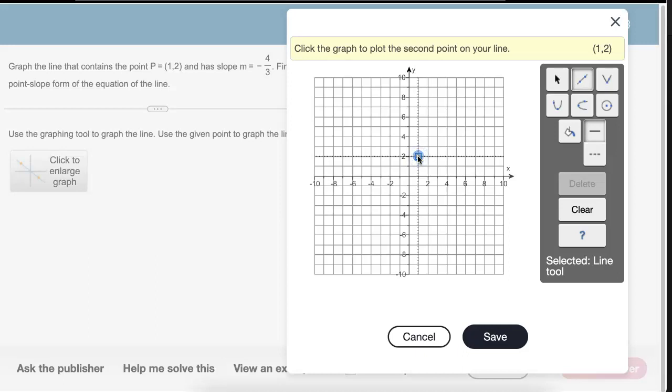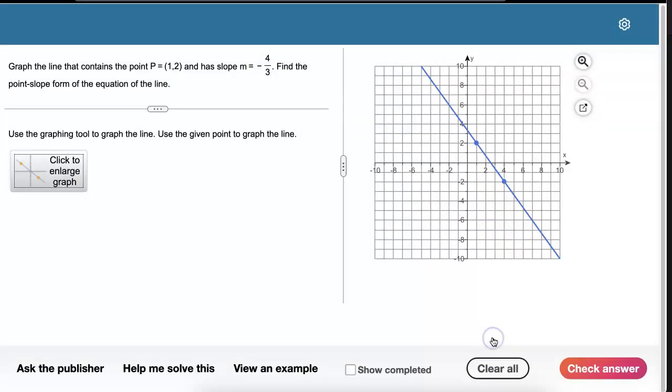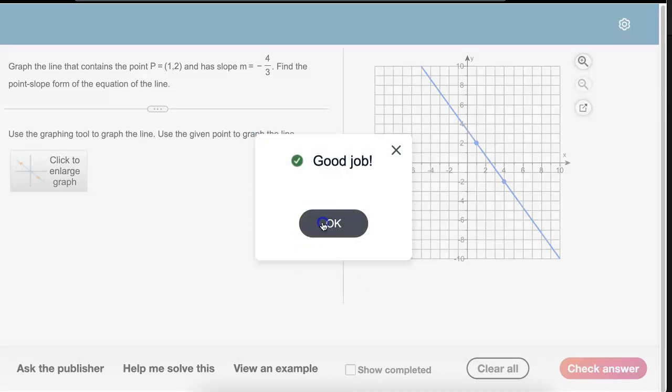Next, I want to move with the slope, and my slope is said to be -4/3. Slope is rise over run, so rise -4 means I go down 1, 2, 3, 4, and I run to the right 1, 2, 3, plot the point, and at that point, no pun intended, I have a line. So I'm going to click save and check that.